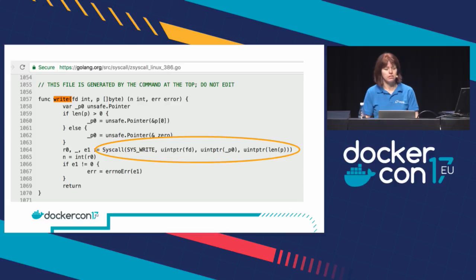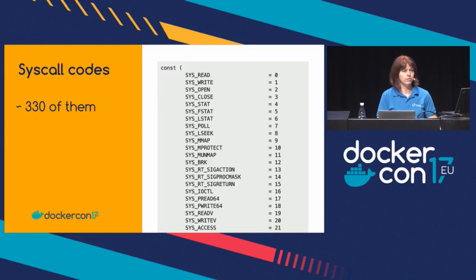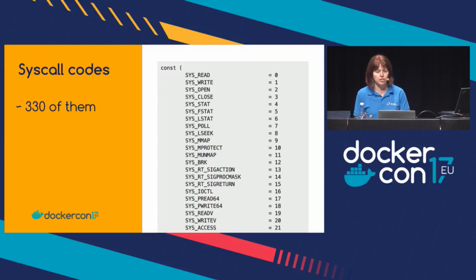In this case, it's SYS_WRITE. And there are some 330 odd different system calls, all given their own identifier like this. Some of them are super weird and esoteric. Some of them are really kind of obvious: read, write, open, close. I imagine everybody in this room can guess what those do relating to a file.